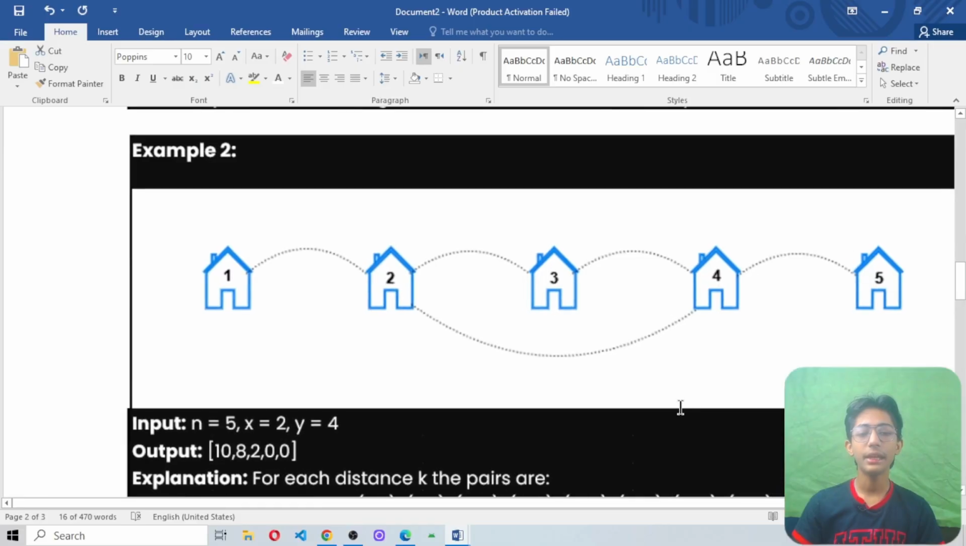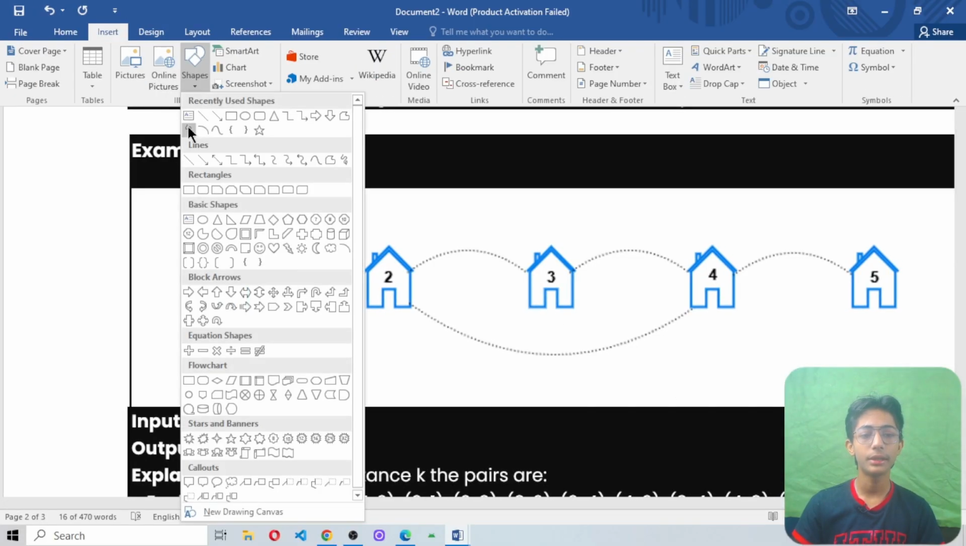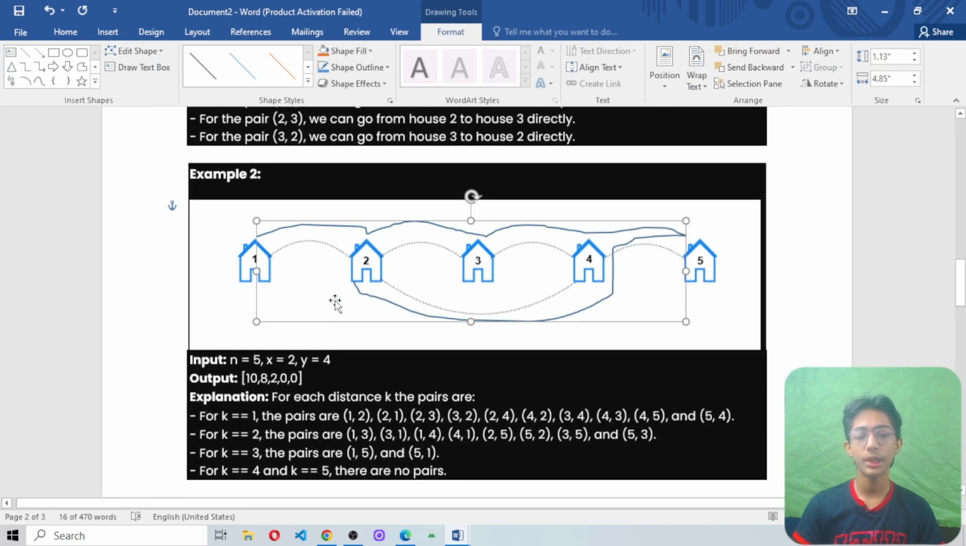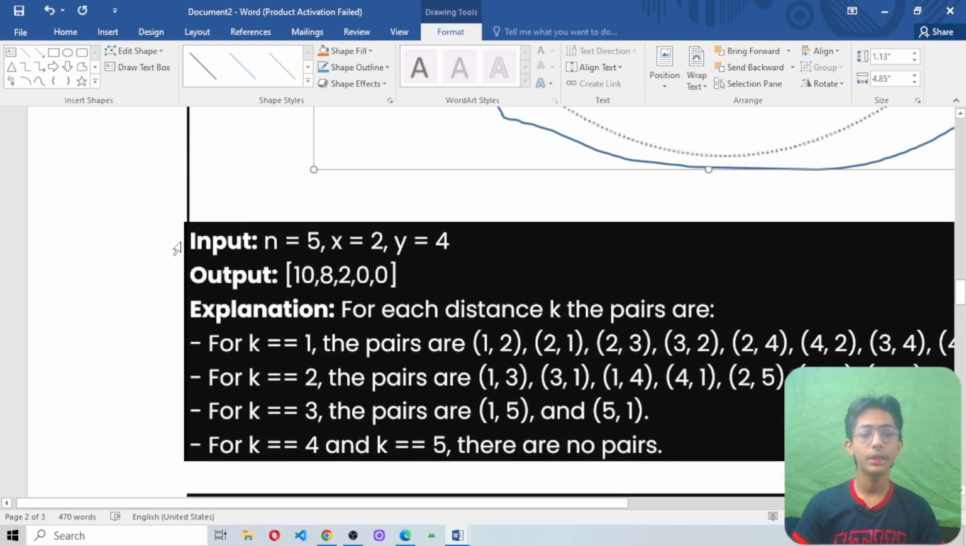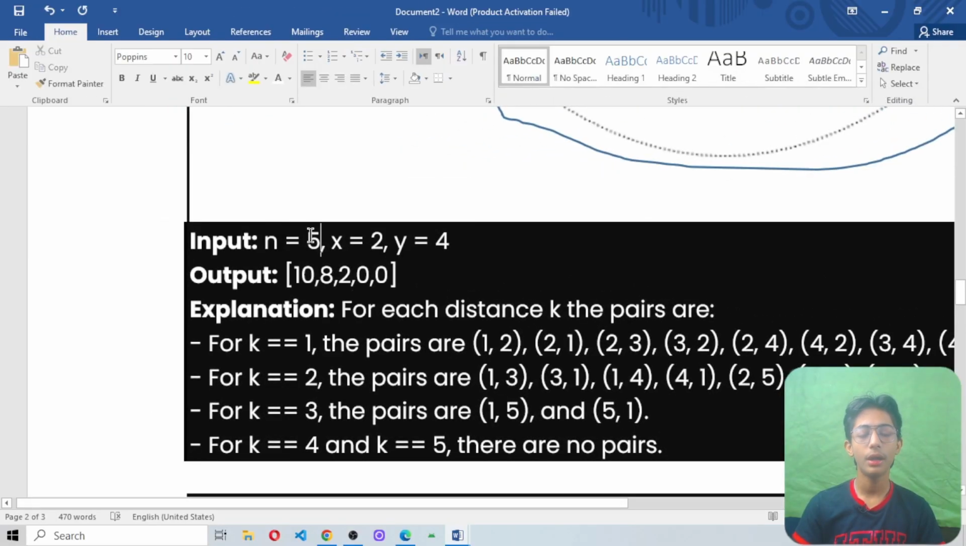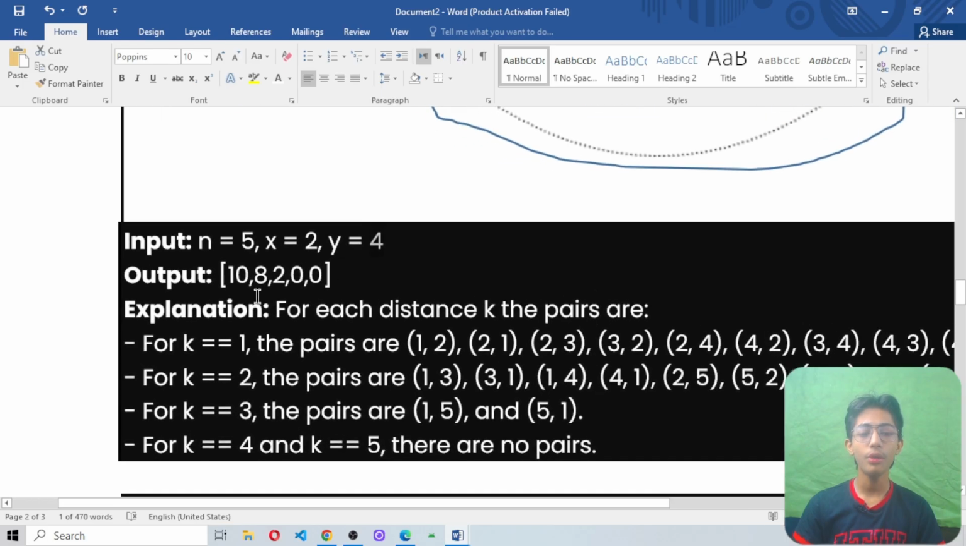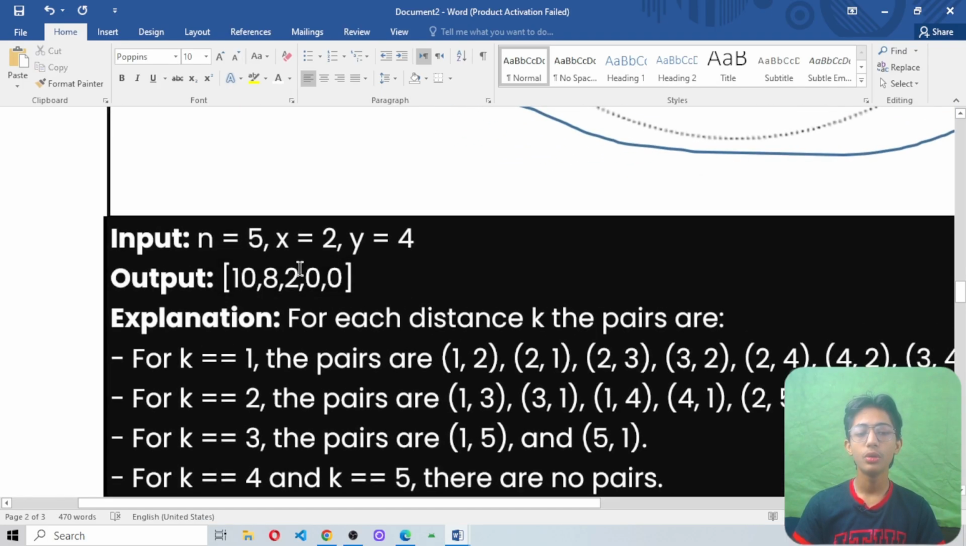Now if you see the second diagram, it works like this: 1 to 2, 2 to 3, 3 to 4, 4 to 5, and then there is an additional street between 2 and 4. In the input, n is 5, x is 2, and y is 4, and the output is 10 8 2 0 0.